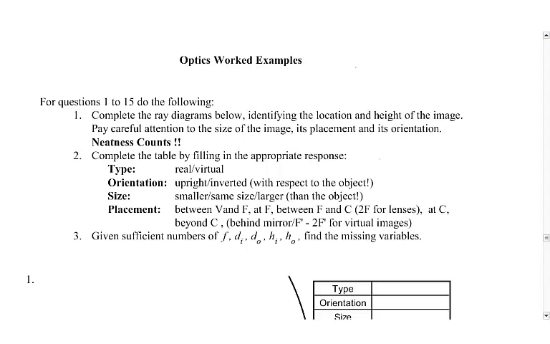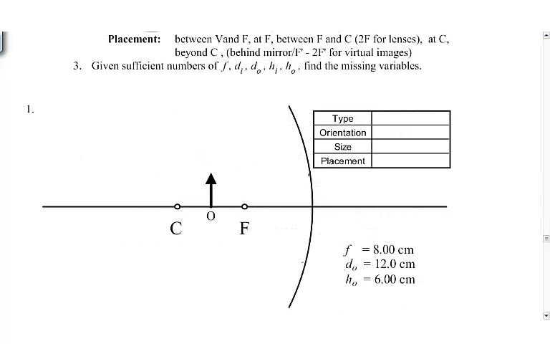Looking at what I'm asking you to find here, these three things are the most important things to include on your diagrams. We're going to describe our images as being real or virtual, upright or inverted, and we're going to compare it to the size of the object, being smaller, same size, or larger. I'm also going to give you a few of the variables like focal length and distance to the image and object, height of image and object, to find missing variables with our mirror and lens equation.